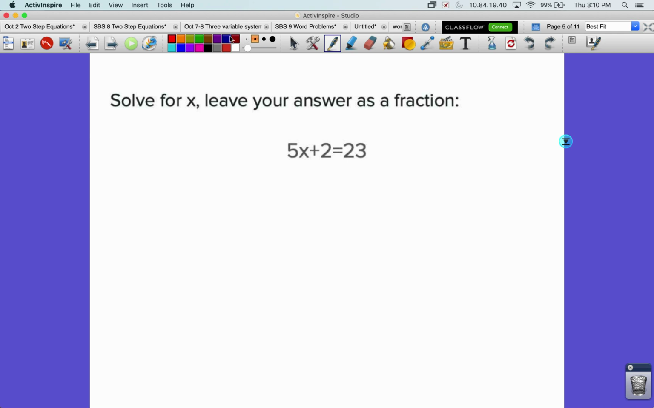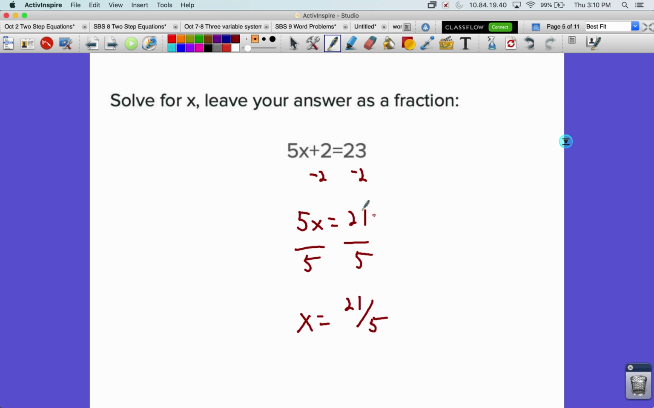But now when I'm solving this one, my answer is going to be a fraction. Let's see what we're supposed to do there. I want to move the constant away from the variable, so I subtract 2 from both sides. I get that 5x equals 21. I then want to get rid of this 5 that's multiplying the x. I do that with division and divide both sides by 5. And I get x equals 21 over 5.